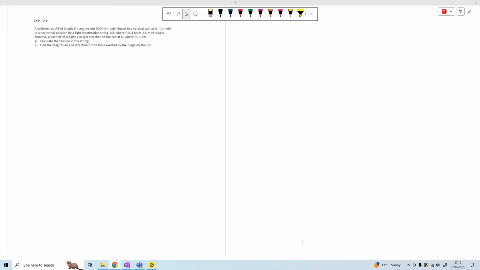Okay, so for the final video for our moments, what we're going to do is look at this last example, and then we can move on to center of masses, which will still include these moments, but for now, this is what's going to be for rigid bodies. So for this example, we've got a few different things going on. We've got things at angles, and we've also got a hinge to think about, which we'll talk about as well.